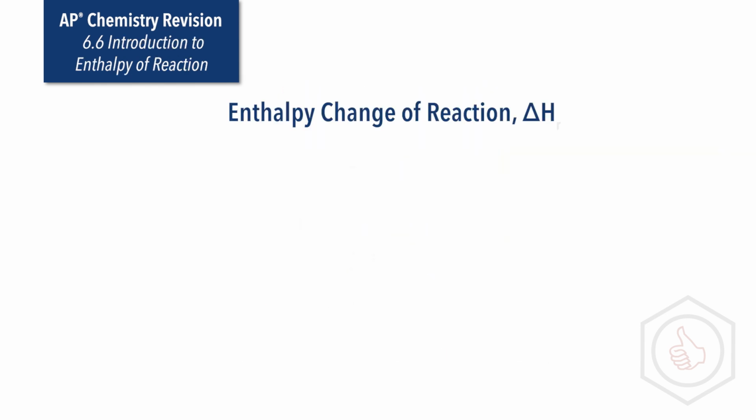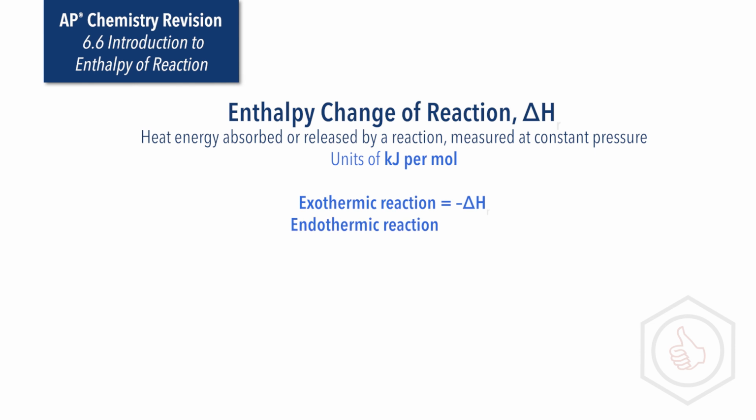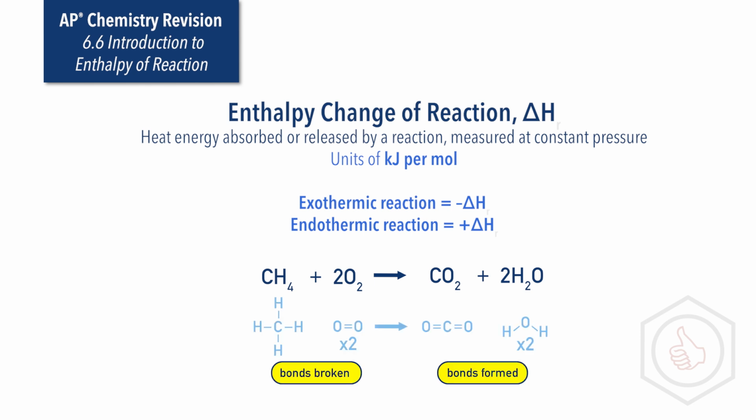The enthalpy change of a reaction, delta H, describes the amount of heat released or absorbed during a chemical reaction at constant pressure, and has units of kilojoules per mole. For exothermic reactions, delta H is negative, heat is released, and for endothermic reactions, delta H is positive, heat is absorbed. In a chemical reaction, bonds are broken in reactants and new bonds are formed in products. These changes affect the chemical potential energy of the system, and the energy difference results in a change in kinetic energy of the particles, which causes a temperature change.